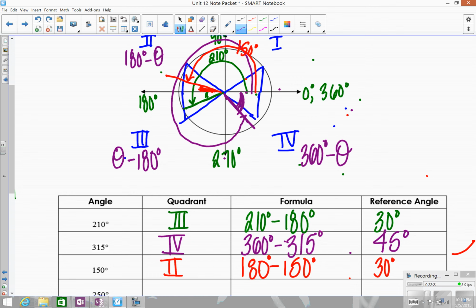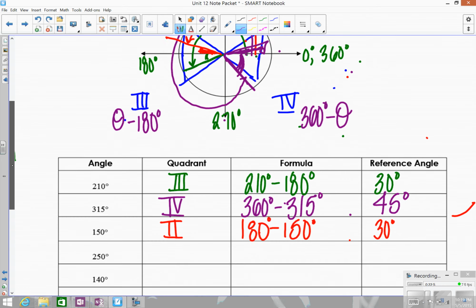And as you can imagine, if anything's in the first quadrant, the reference angle is going to be however many degrees that is. So for example, if I had a 20-degree angle and I were to draw it, it would look something like this. That 20 degrees is the reference angle. It's touching the x-axis. So in the first quadrant, the reference angle is the angle, because reference angles are the acute angles that are touching this horizontal axis. So let's just finish this chart up.